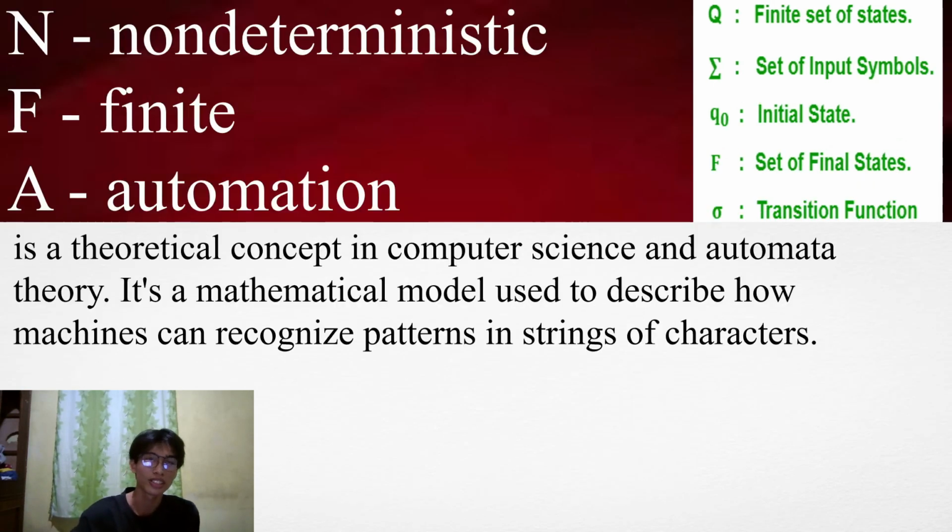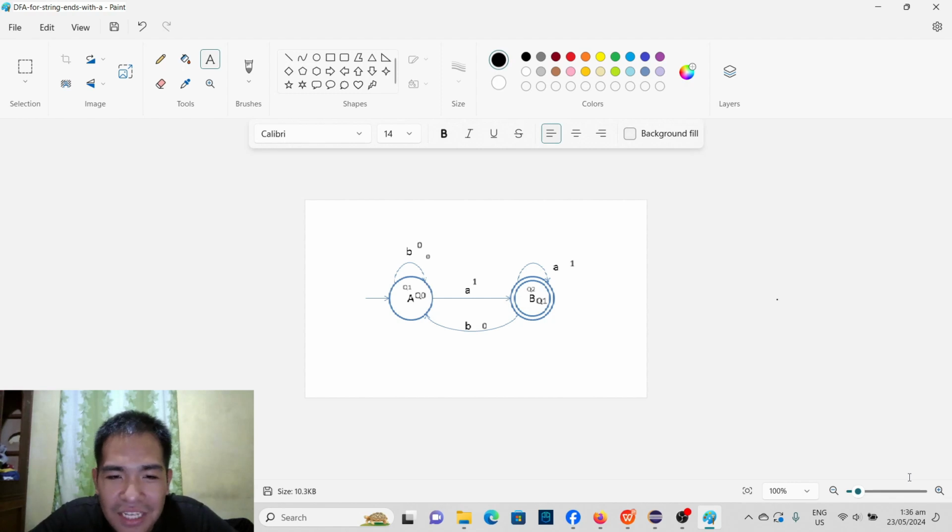Now, the next one is the NFA, or non-deterministic finite automata. It's a theoretical concept in computer science and automata theory. It's a mathematical model used to describe how machines can recognize patterns using string characters. In summary, it does not need to obey restrictions for transitions. That's all.